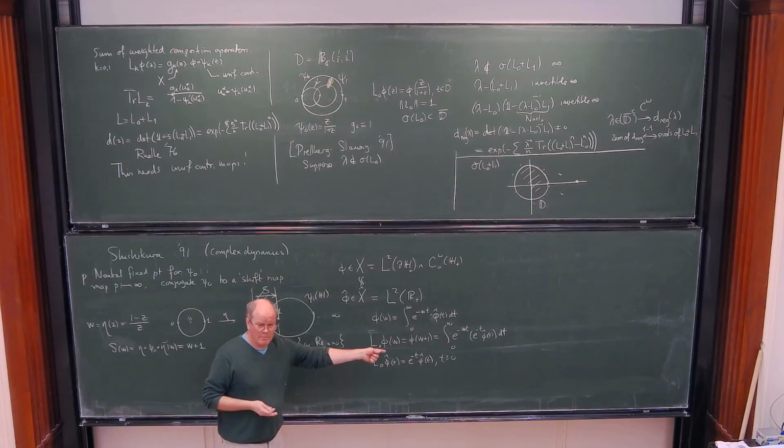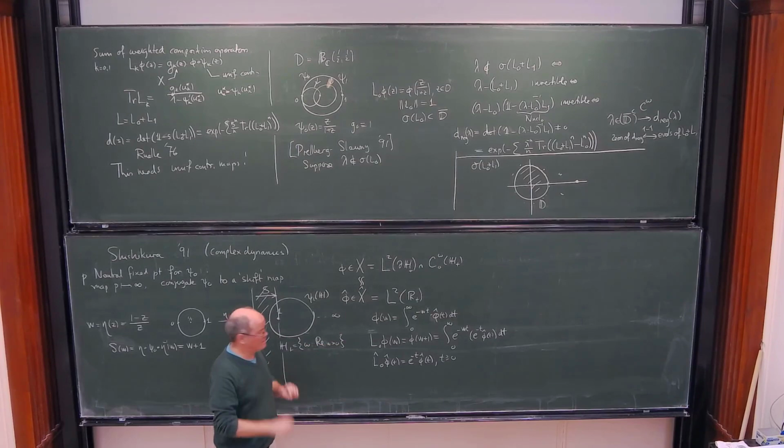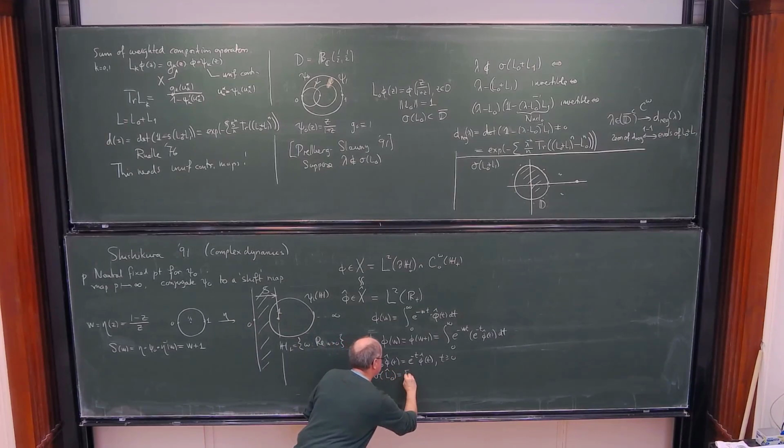So what is the spectrum of this operator? Exercise for the class. 0, 1. 0, 1, integral, right? So we have actually reduced the spectrum of this L0, which was a little bit annoying, to something very simple, just the segment 0, 1. So the spectrum now of L0 hat is just 0, 1, the closure of the image of e to the minus t, t greater than 0.